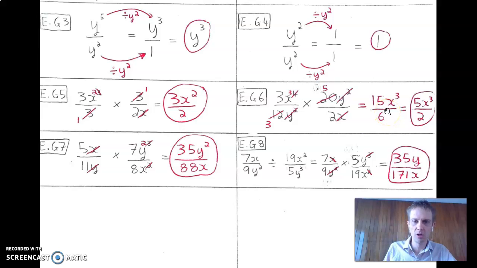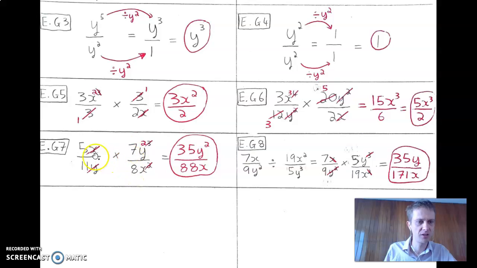Okay. Example 7. Let's take a look. 5x over 11y multiplied by 7y cubed over 8x squared. Fine. X over x squared will just be an x on the bottom. X divided by x is 1, cancels. X squared divided by x is just x. Didn't bother putting a 1 there because that would just complicate things.